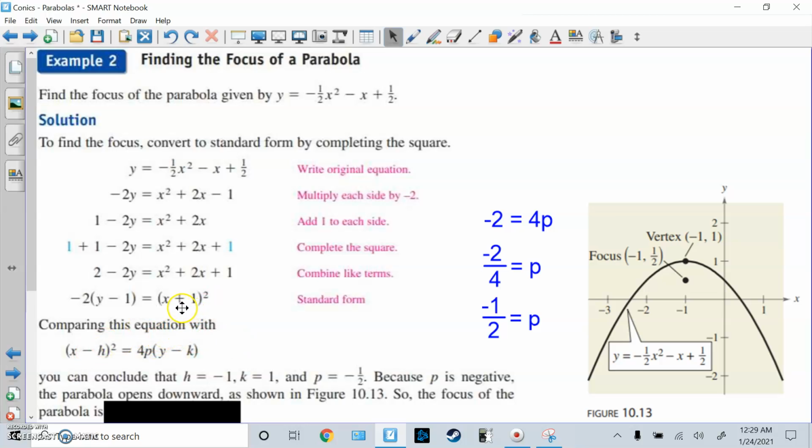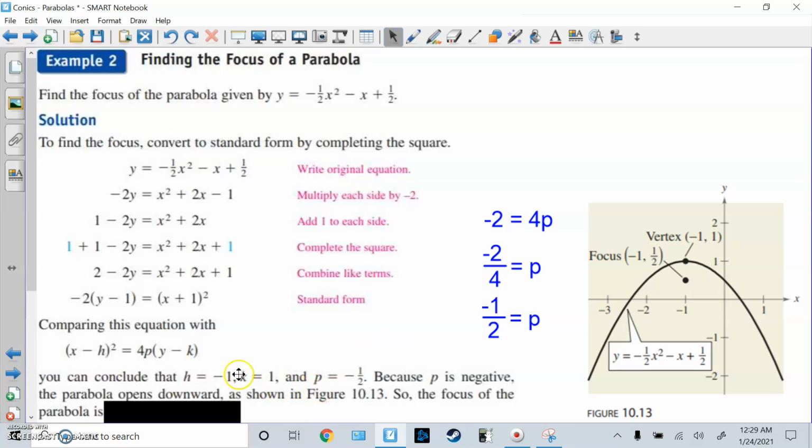We can now see h is -1. We see k is a positive 1. And this 4p thing is -2. So if -2 equals 4p, you divide by 4, reduce, and you get p is -1/2. So like they said, you can conclude that h is -1, k is positive 1, and p is -1/2.